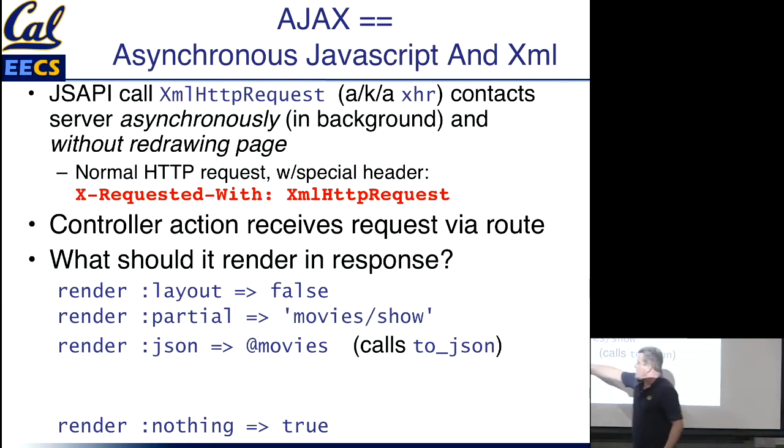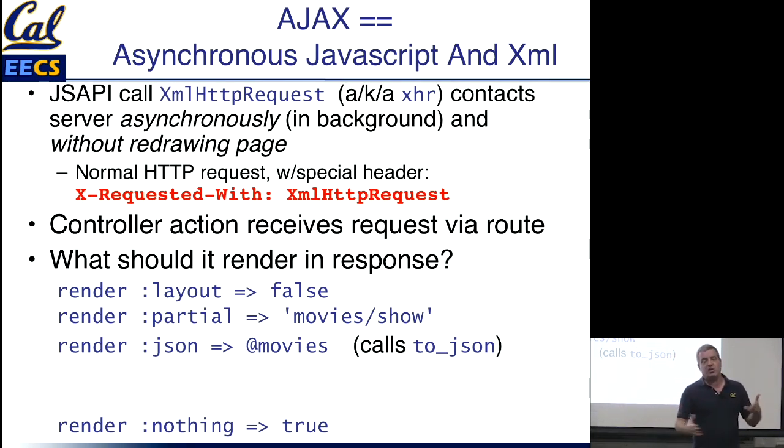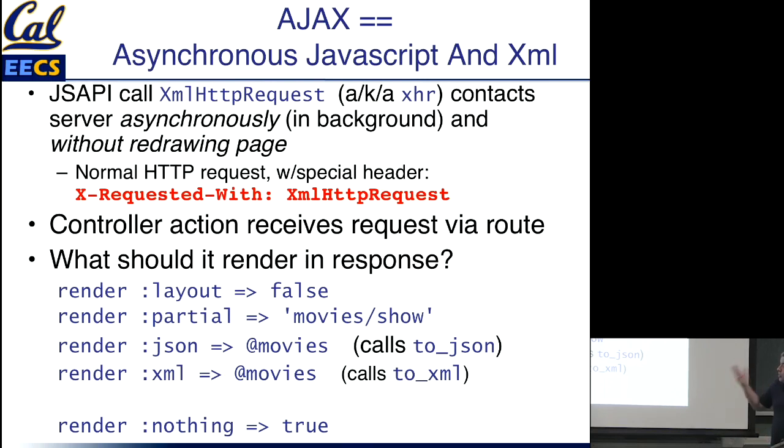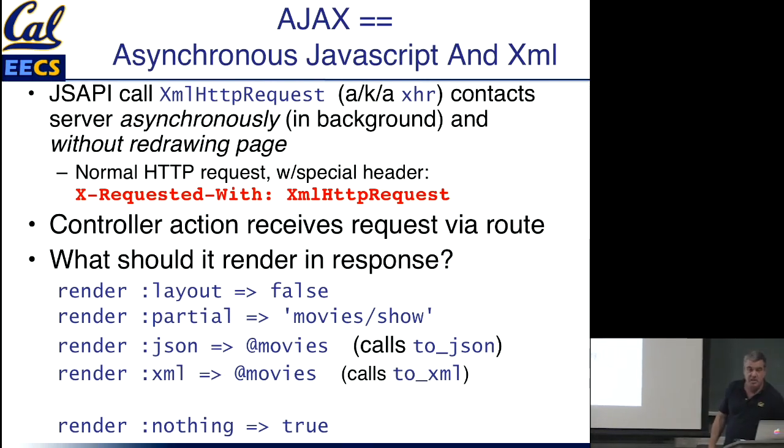So if I have assigned @movies to be some enumerable collection of movies matching some criteria, I can just say, render this as JSON. This will end up calling to_json on every collection element. And what I'll get back is a reasonable JSON approximation of the same object. And now you can easily digest that on the client side. You can do the same thing with XML, but basically nobody does anymore.